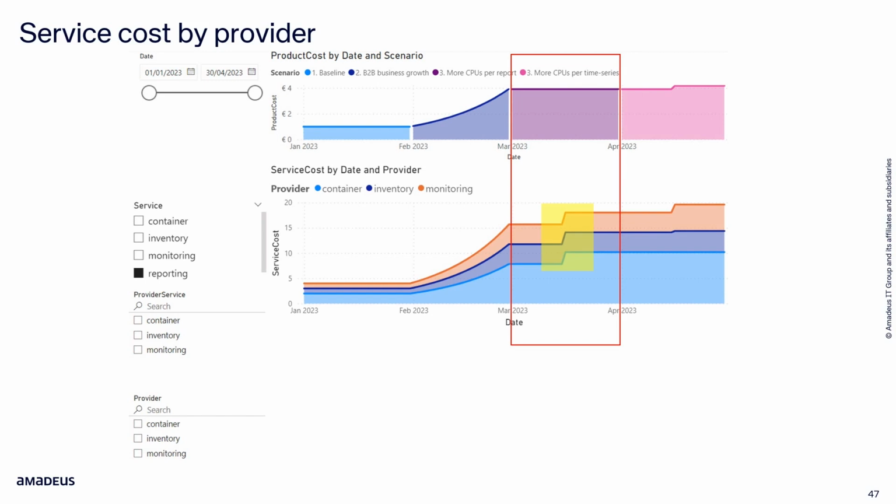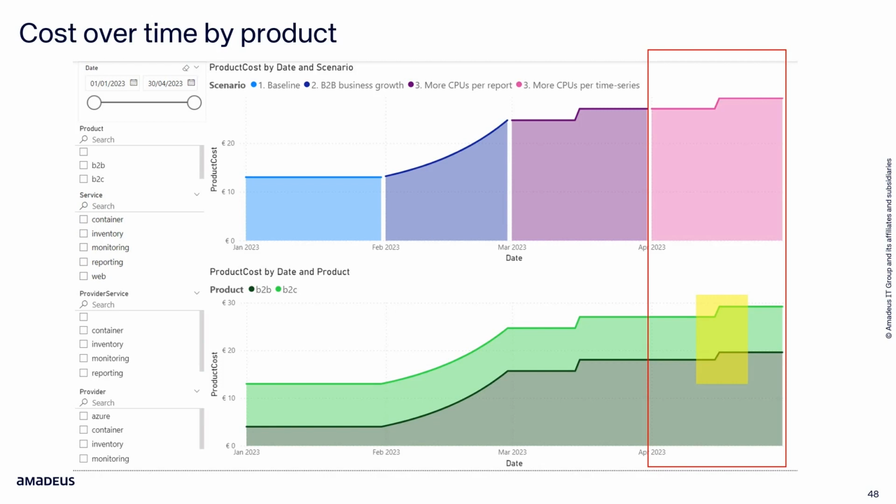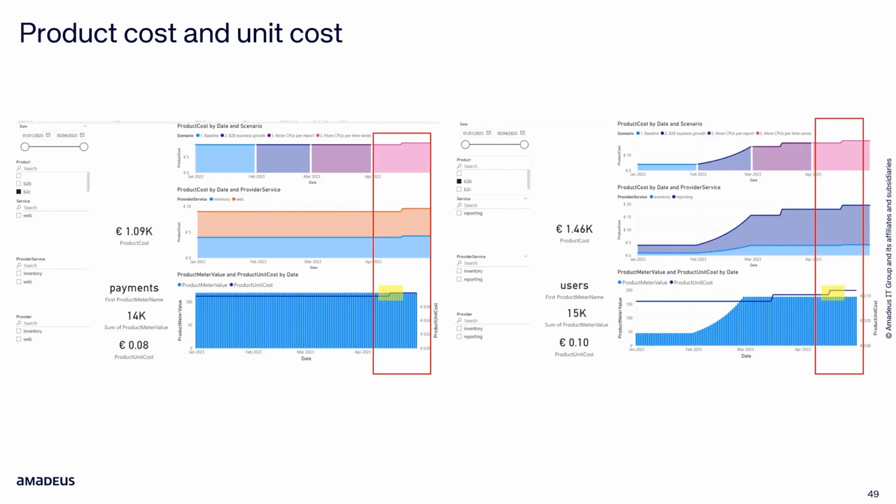The last scenario, in pink, shows a cost increase for both the B2B and the B2C products. In this scenario, looking at the bars in the bottom area charts, which represent the number of payments and the number of users, we can see that both B2B and B2C products have stable business volumes. However, there is an increase of both user and payment unit costs, which are represented by the blue lines.